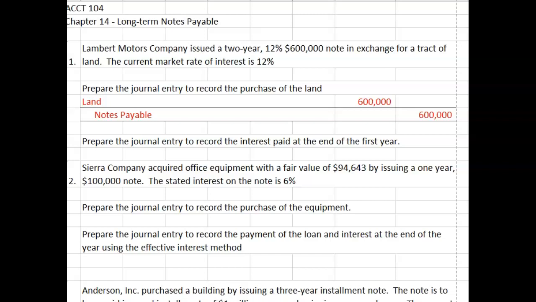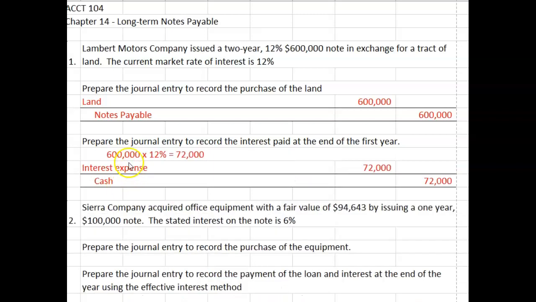Now we need to prepare a journal entry to record the interest paid at the end of the first year. This is a 2-year loan. Principal is not being paid, but we are paying interest at the end of the first year. Principal of $600,000 times 12% interest rate equals $72,000 of interest expense for the first year. Debit interest expense, $72,000. Credit cash, $72,000.